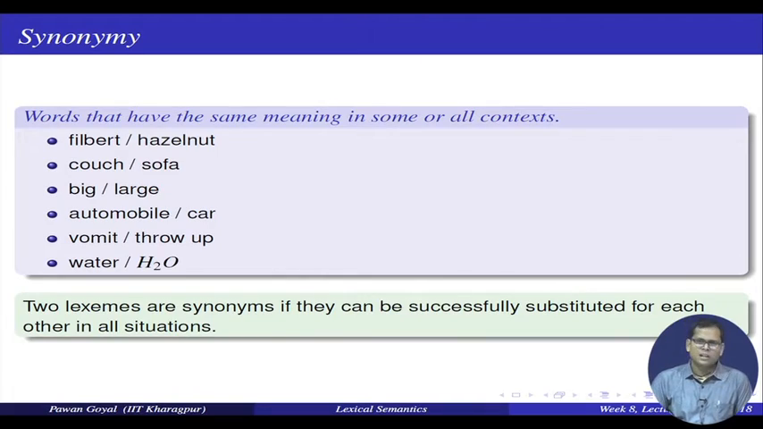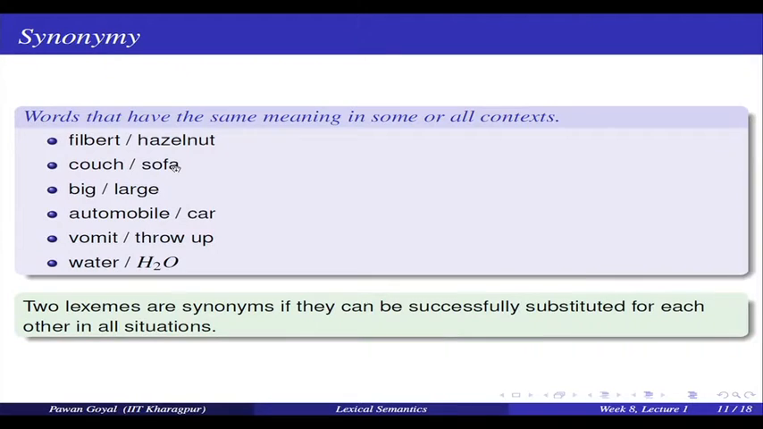Now the next relation that we will see is synonymy. What is synonymy? Two words that have very similar meanings but different orthographic and phonological form. So examples are like couch and sofa. They have the same meaning, different words: big and large, automobile and car, water and H2O.